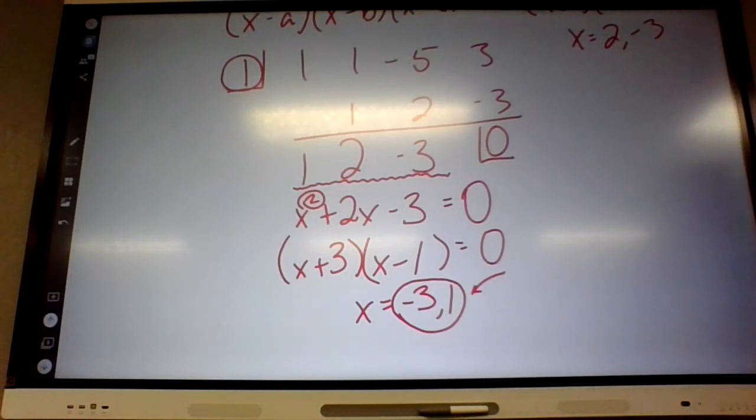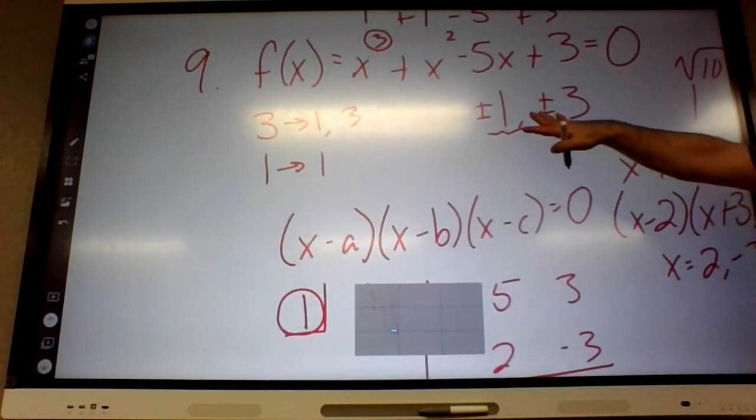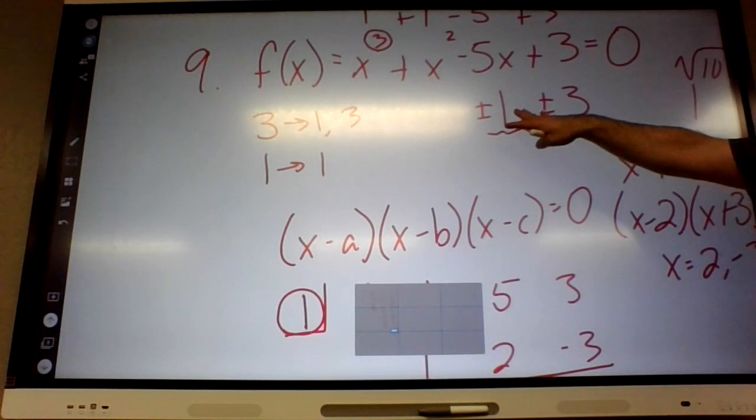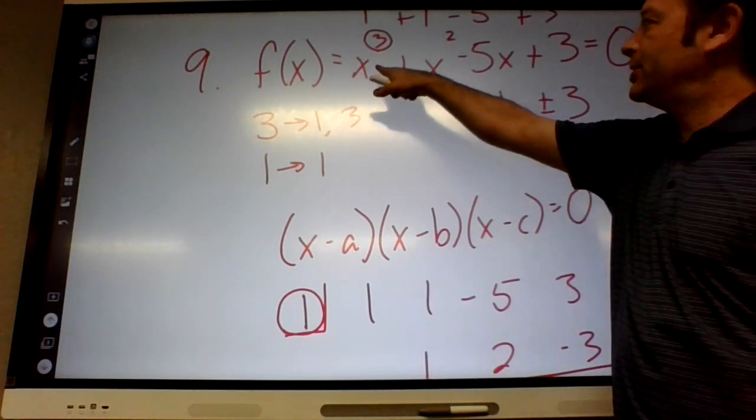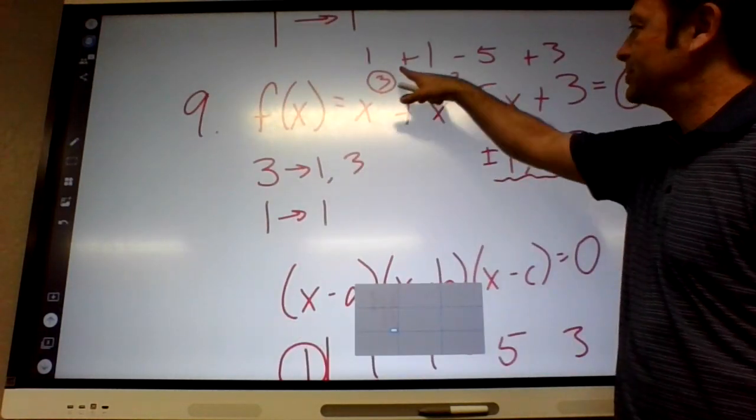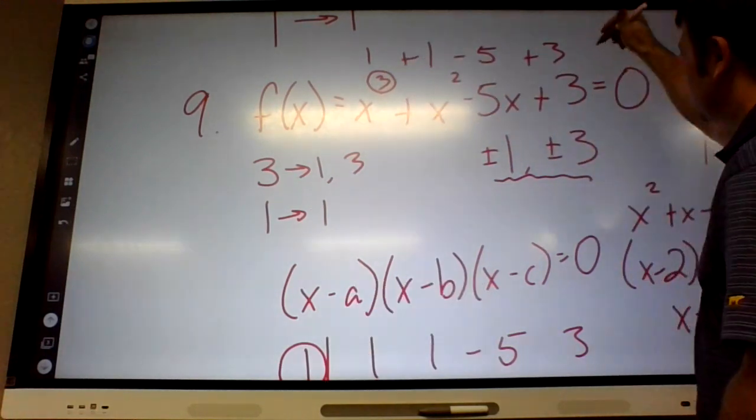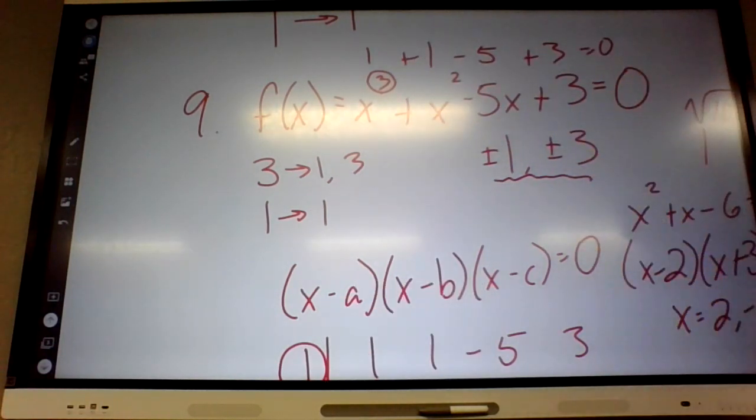Wait, how do you know which method goes in the box? Well, these are my possible answers, and I plugged 1 in for all the x's, and I found out it was equal to 0. So I knew 1 was going to be an answer.